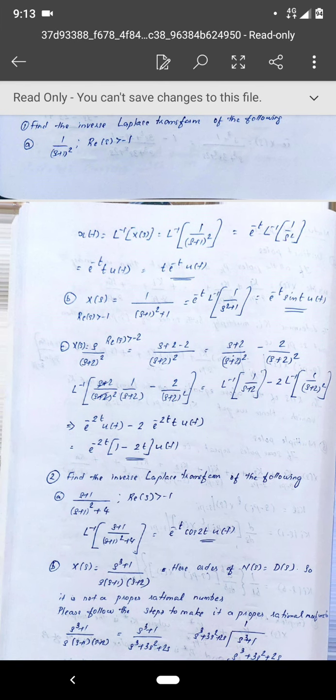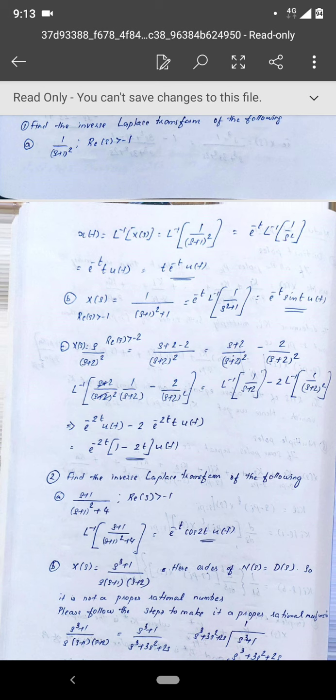Then the remaining will be the Laplace inverse of 1 by s square plus 1 square. That is nothing but what? That is nothing but sine t u of t. So that's the answer. Likewise, for the third question, X of s is equal to s by (s plus 2) the whole square, where the region of convergence is greater than minus 2.